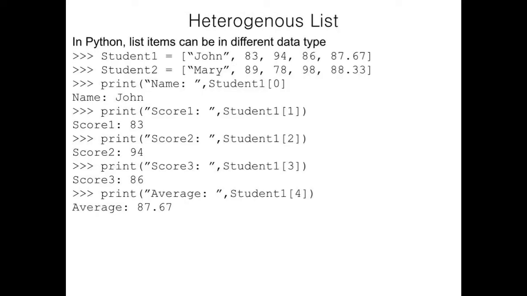Lists in Python can be heterogeneous. That means lists can store values that contain multiple data types. In this example, we create a list called student1, and it is storing 5 different values: a character string, 3 integers, and a floating point number. Okay, so a list does not have to be of the same type. You can create lists that contain multiple different data types.